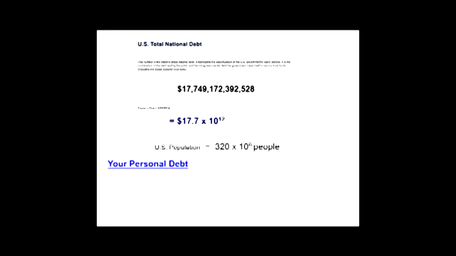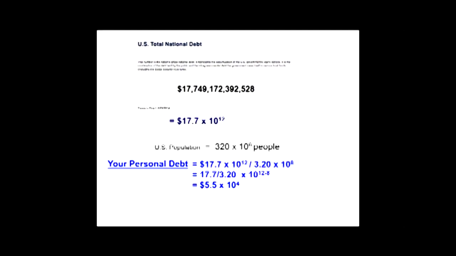So if you divide the debt by how many people, you find out how much each one of us owes on average, and the answer is 17.7 trillion divided by 3.2 times 10 to the 8, that's 320 million. If you want to do the division in your head, you can. 17 divided by 3 is about 5. 10 to the 12 divided by 10 to the 8 is 10 to the 4, doing the difference. Here it is spelled out. And the answer is 5.5 times 10 to the 4.